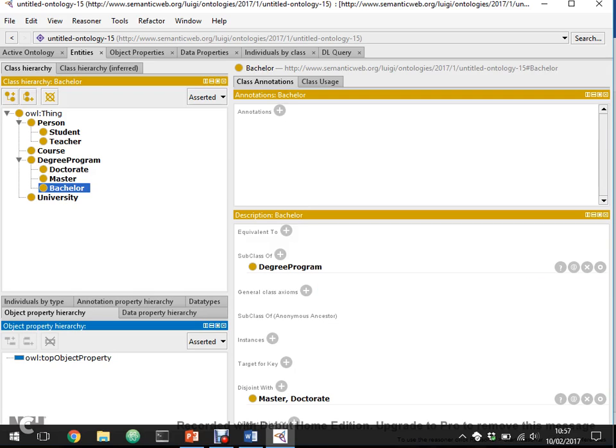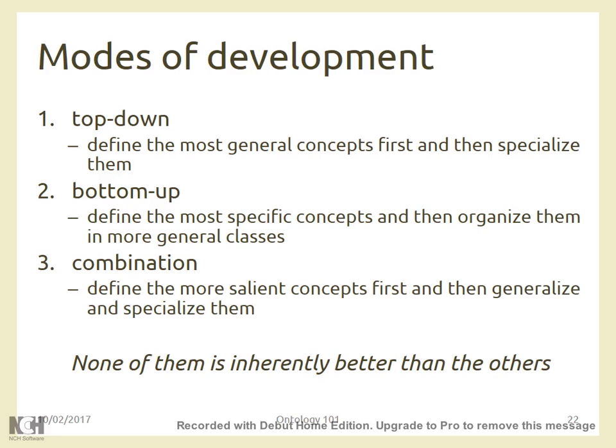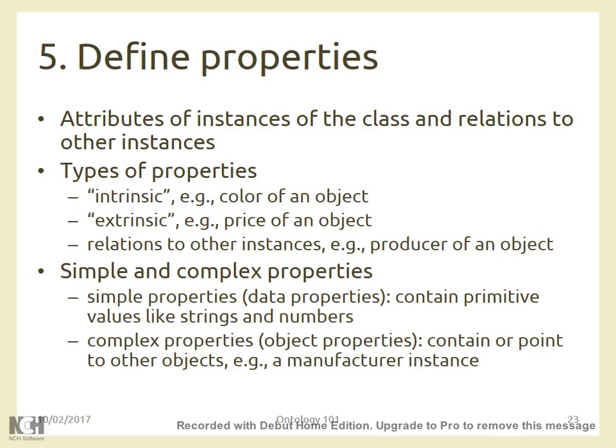So, I will say that we can stop here for the classes. It represents quite well our idea. Okay, I have a student, I have a teacher. A student may follow some courses, may be enrolled in some degree. The university offers courses and degrees. So for the classes, it's more or less done. So the next step in our process is to define properties.